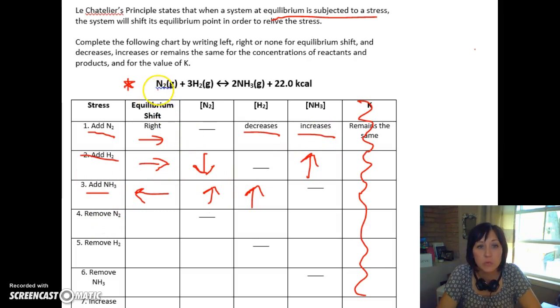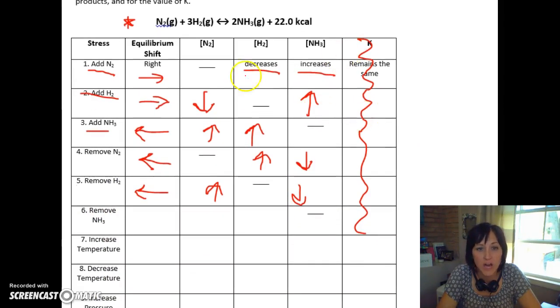Remove, so if we remove a reactant, it's going to shift back towards those reactants to reestablish. So we would have an increase in the reactants, decrease in products. Same thing, remove H2. So we'd have a shift towards the reactants, increase reactants, decrease products. Remove NH3. If we're removing a product, where is it going to shift? It's going to shift towards the product. So we'll have a decrease in reactants.